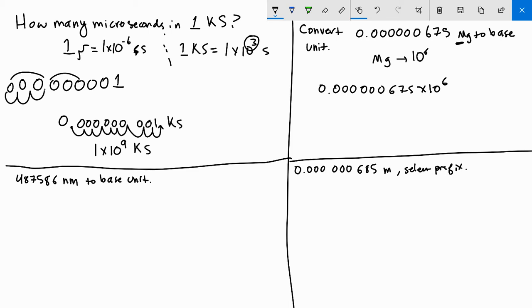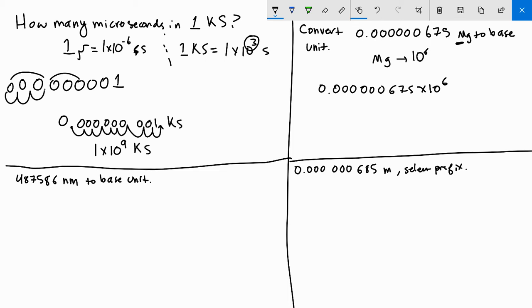Since we're going from something bigger to something smaller, we need to move our decimal back. Okay. The other way we did smaller to bigger. This way we're going bigger to smaller, so we need to move it to the right. So let's count it out.